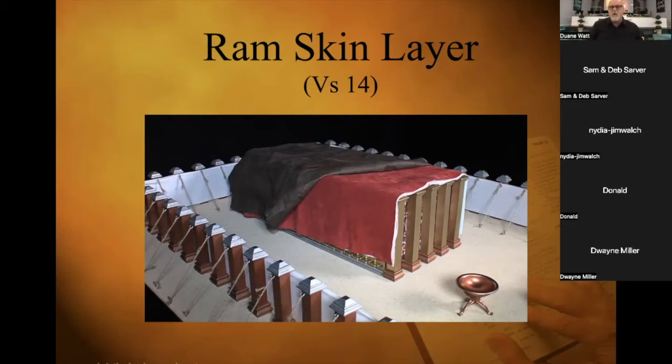What do you observe about, and I don't want to get too far ahead because I think you're probably already beginning to see, on the inner layer, what is it? It's fine linen, and what kind of design? Okay, it's got this cherubim design. And then you had kind of a white, and then on top of that you would have had a red, and then you would have had this dark blackish layer.